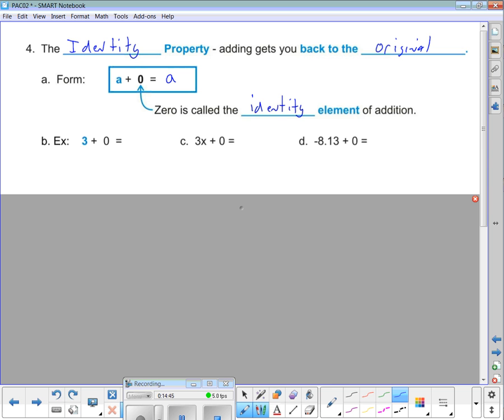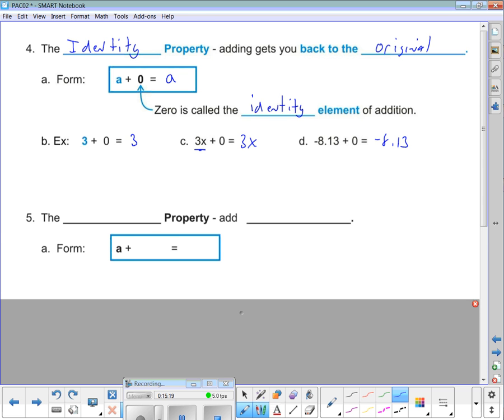Couple quick examples. 3 plus 0 is 3, right? Back to the original. Oh, no. Variables. Surely we would have no idea how to do this one. So what would 3x plus 0 be? All right, hopefully you're saying 3x, right? Yeah, back to the original. It's easy. And our last example, negative 8.13 plus 0, of course, is negative 8.13. You're back to the original. Add 0 to anything, back to the original.